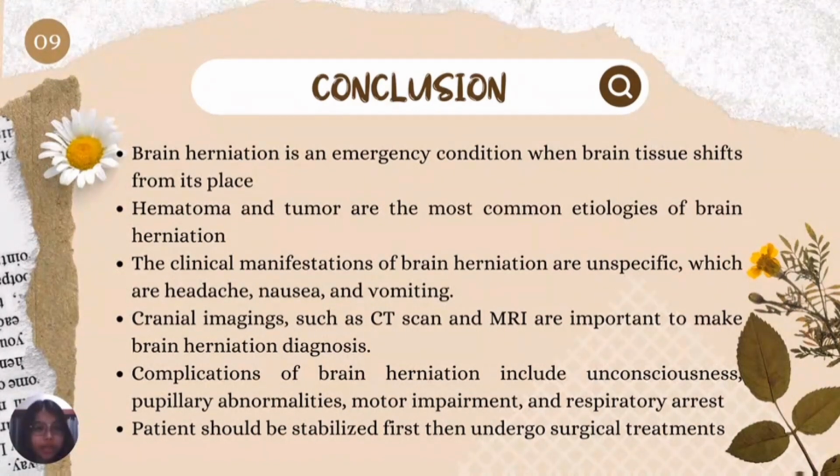Cranial imaging, such as CT scan and MRI, is important to make the brain herniation diagnosis. Complications of brain herniation include unconsciousness, pupillary abnormalities, motor impairment, and respiratory arrest. Patients should be stabilized first, then undergo surgical treatment.